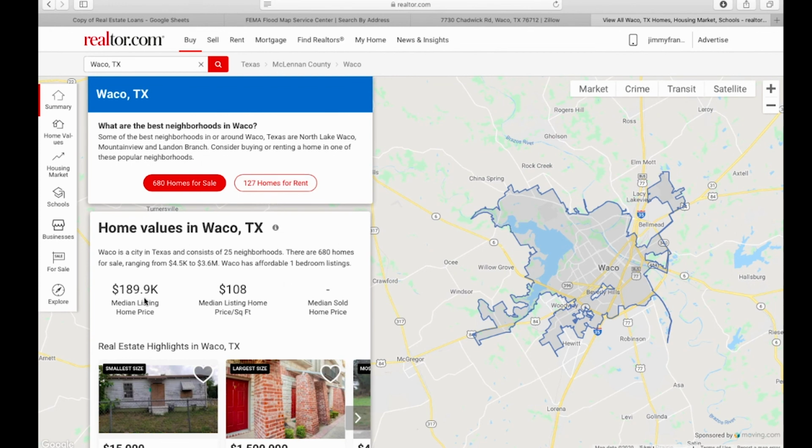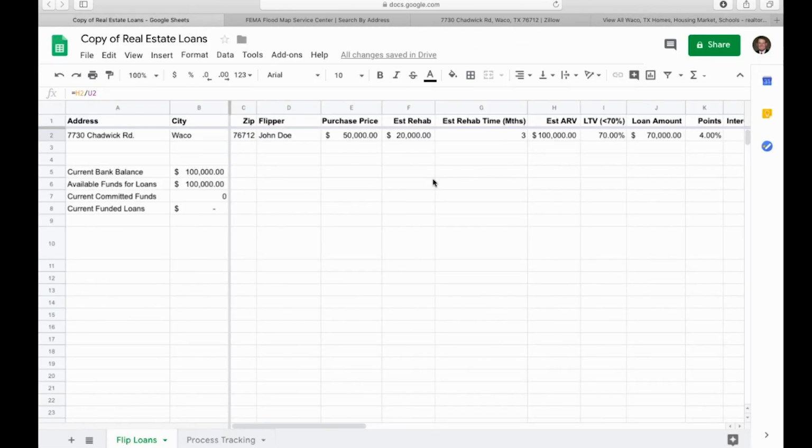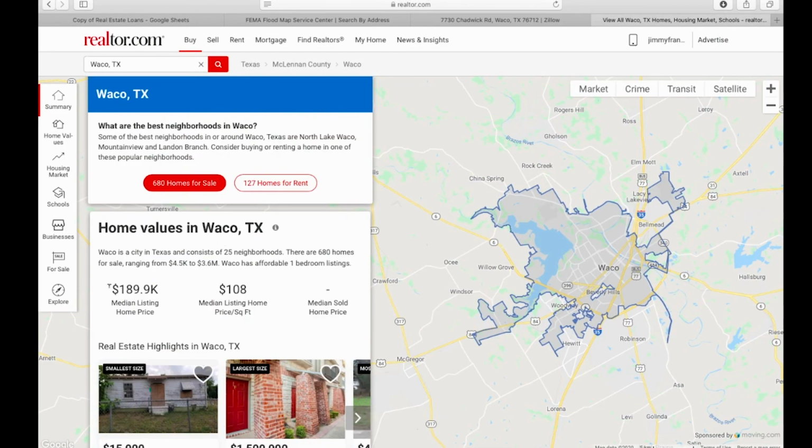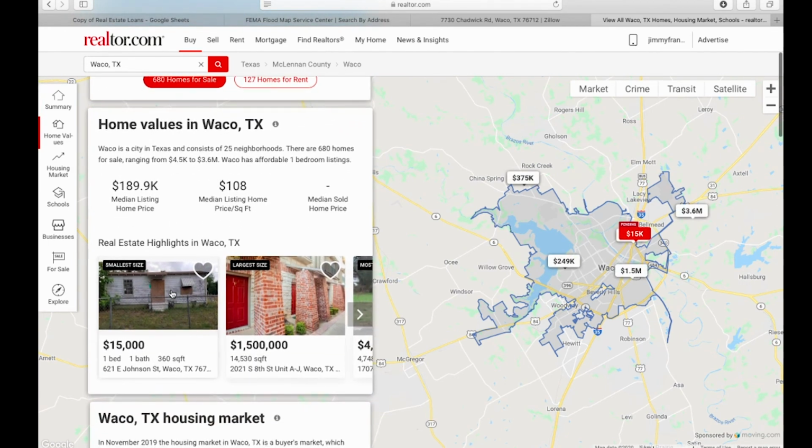Here's the median listing price. This is very important too whenever you're looking at how big of a loan you're going to make, is you want it to be at the median listing price or below when everything is completed. So if we were looking at our spreadsheet, what we would want to see is an ARV that is at or below the median listing price. Obviously I'm saying so within reason. So in this case we've got an ARV of 100,000, median listing price for Waco of 189, so well below that. This is a very, very easy no-brainer.